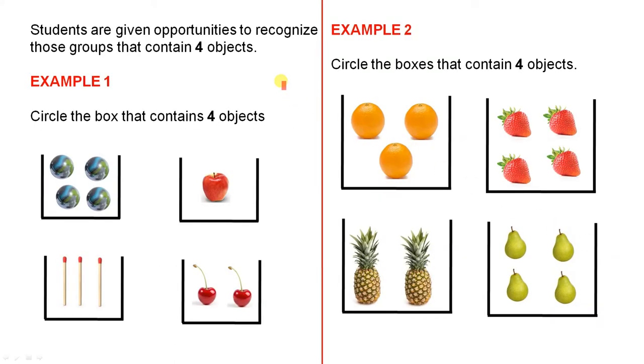Students are given opportunities to recognise those groups that contain 4 objects. First example, if you read to students and ask them to circle the box that contains 4 objects, when they hear the word box, they'll probably understand that there's only one box with 4 objects, and I'm sure they'll pick this one. Second example, circle the boxes that contain 4 objects. When they hear the word boxes, they'll probably know that it's more than one box, and they'll probably circle this one and this one. And students need to be given many more opportunities like this.